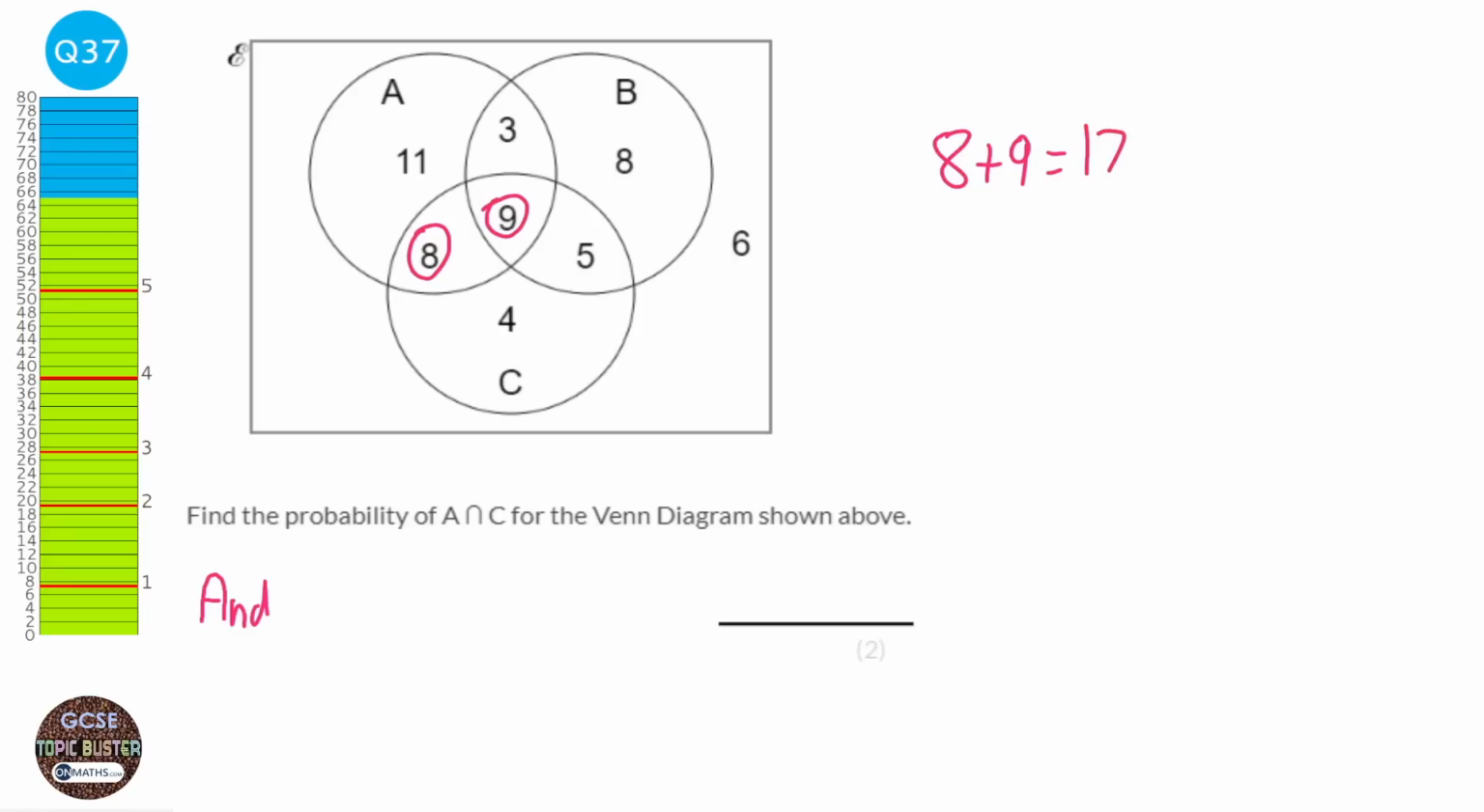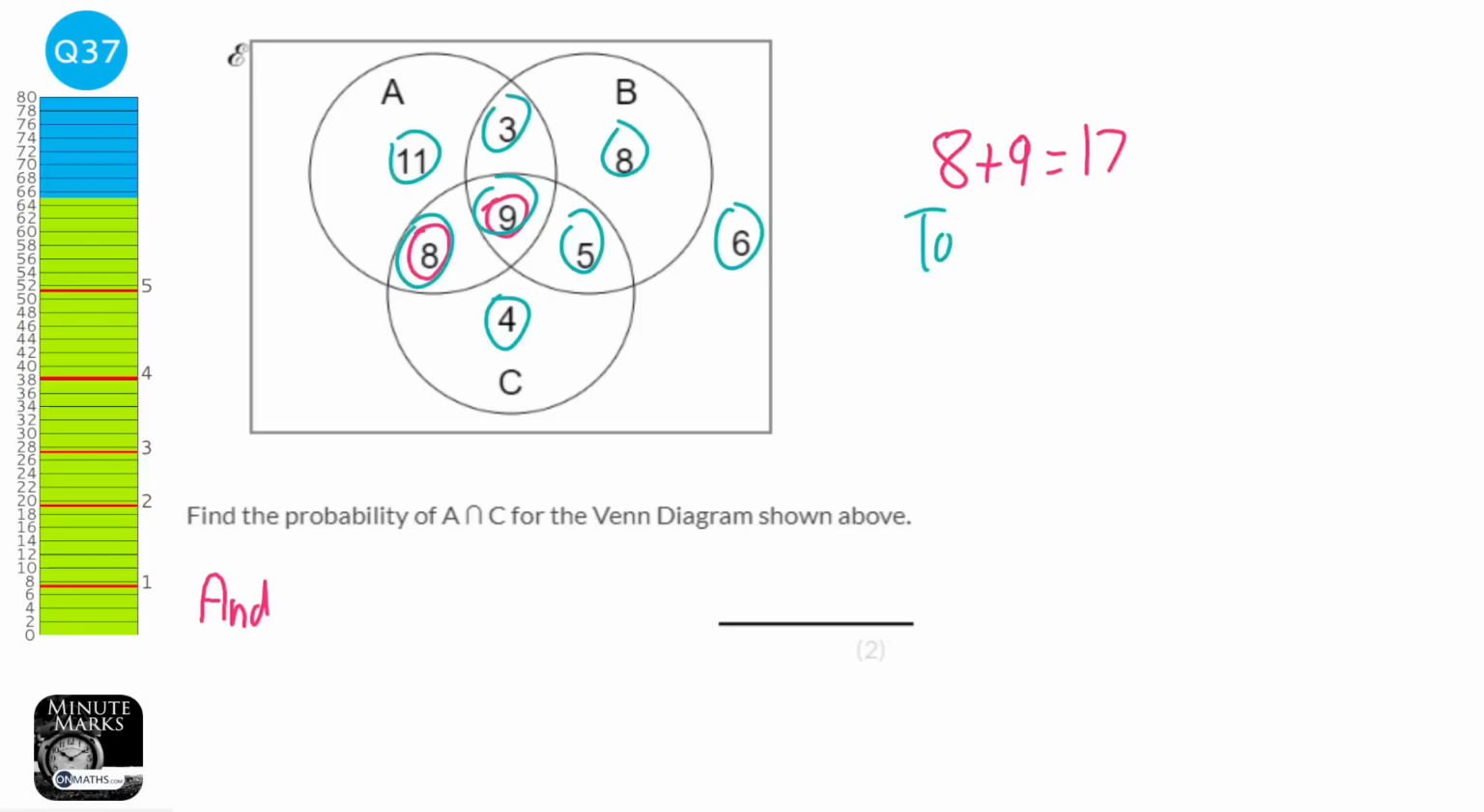Now we need to work out how many numbers there are in total, so that's all of them. So 4 plus 8 plus 9 plus 5 plus 8 plus 3 plus 11 plus 6. So we need the total, which is 54. And then we get the 17, and we put that over the amount in total, so over 54.